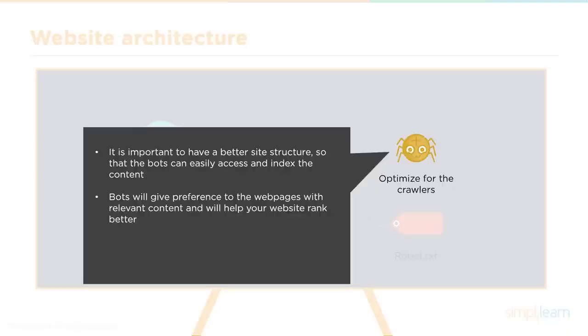Remember, it's better to have a good site architecture that bots can easily index. Bots will give preference to web pages with relevant content, and in the end, it will help your website rank better. As a side note, always use a sitemap to make it easy for the bots to crawl your website. We covered that in on-page.